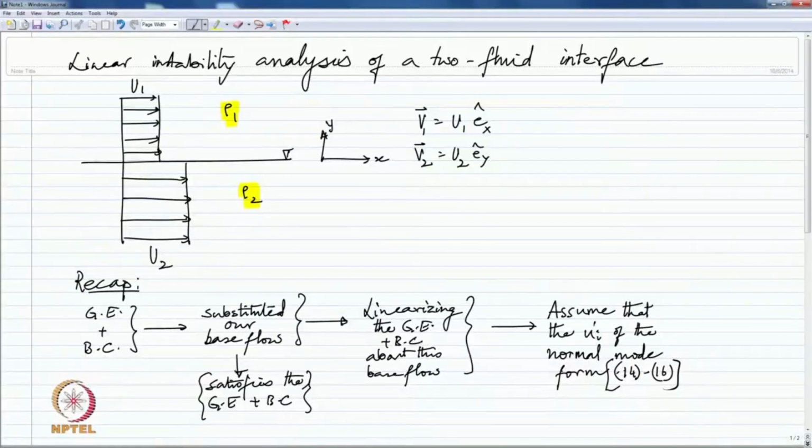Hello, welcome back. We'll continue our discussion of the linear instability analysis of a two-fluid interface. Let's quickly recap what we've done thus far. We're looking at the stability of an interface formed between two fluids.